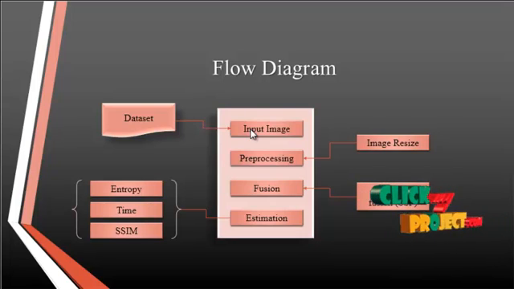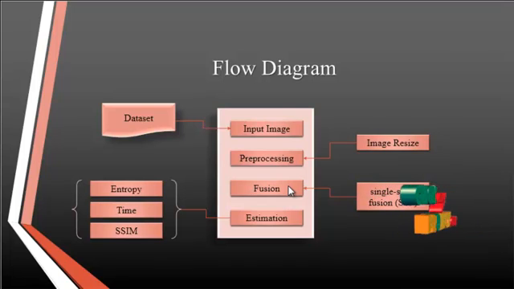After getting the input images from the dataset, the pre-processing is carried out. In the pre-processing step, we have to resize the image. In this process, we will resize the image into 200 cross 200, that is the row of the image is 200 and the column of the image is 200. After resizing the image into the corresponding size, the image undergoes the fusion process.